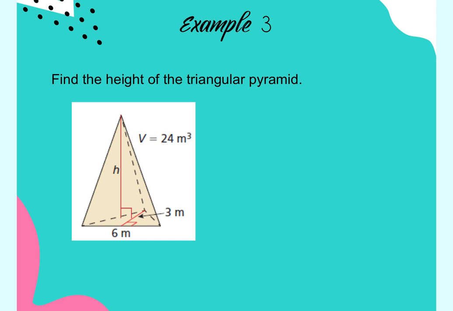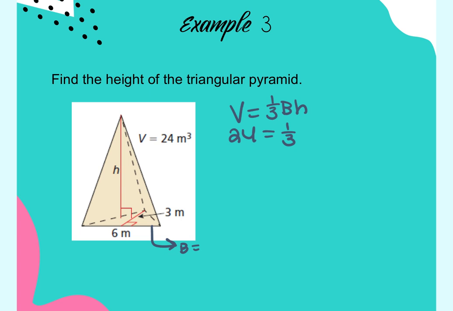Volume equals... Give me the formula for the volume of a pyramid first. Okay, so now you're gonna do the base area first. So you see that the volume is 24. So 24 equals 1/3. And then the base is, do you do 6 times 3 divided by 2?